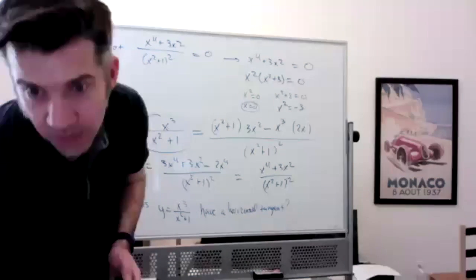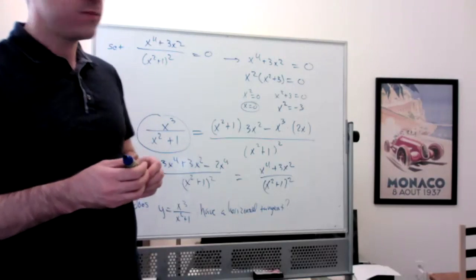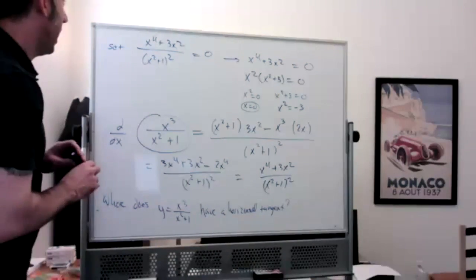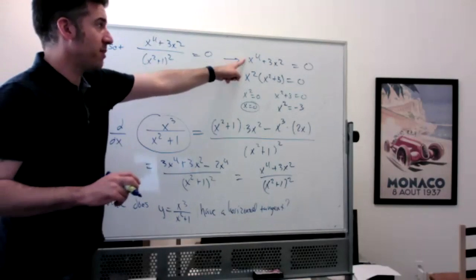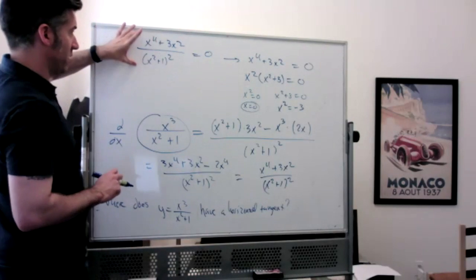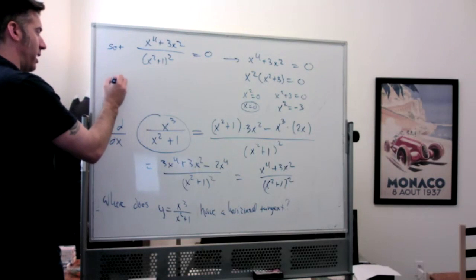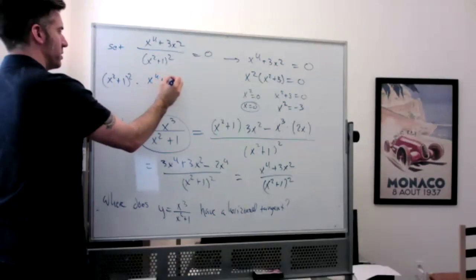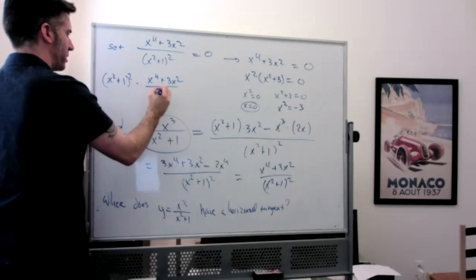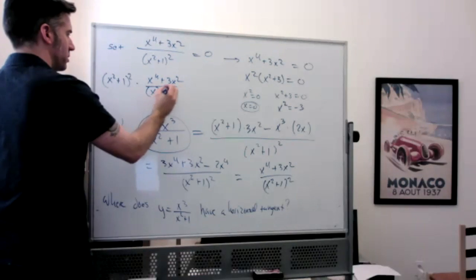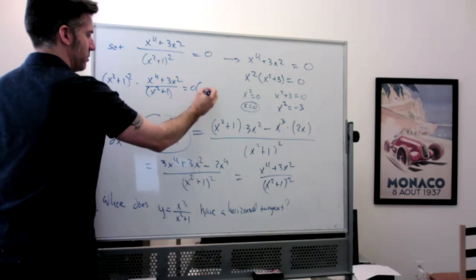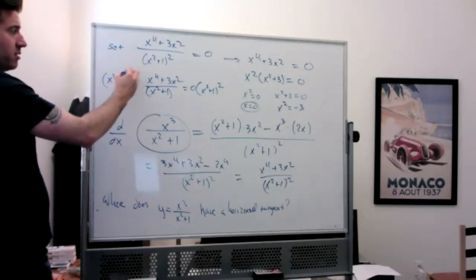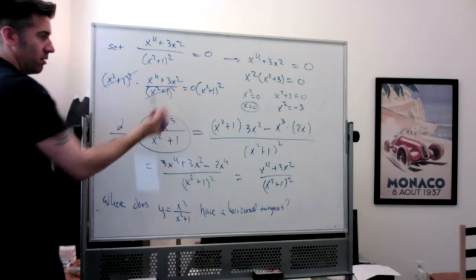How did the x to the 4th plus 3x squared stay the same when you multiplied it by the denominator? Well, I didn't multiply that by the denominator, I multiplied this by the denominator. So I've got x squared plus 1 squared times x to the 4th plus 3x squared over x squared plus 1 squared equals 0 times x squared plus 1 squared. And so on the left side, those just cancel out.